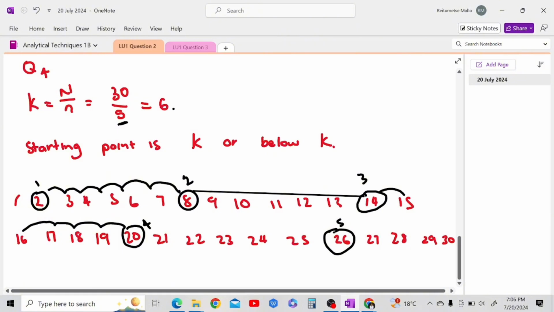I hope that's fine. Is it fine, guys? Did you understand my example? I hope you did. So the answer for question number 4, we're going to say any starting point that is K, which is 6 again, or below.